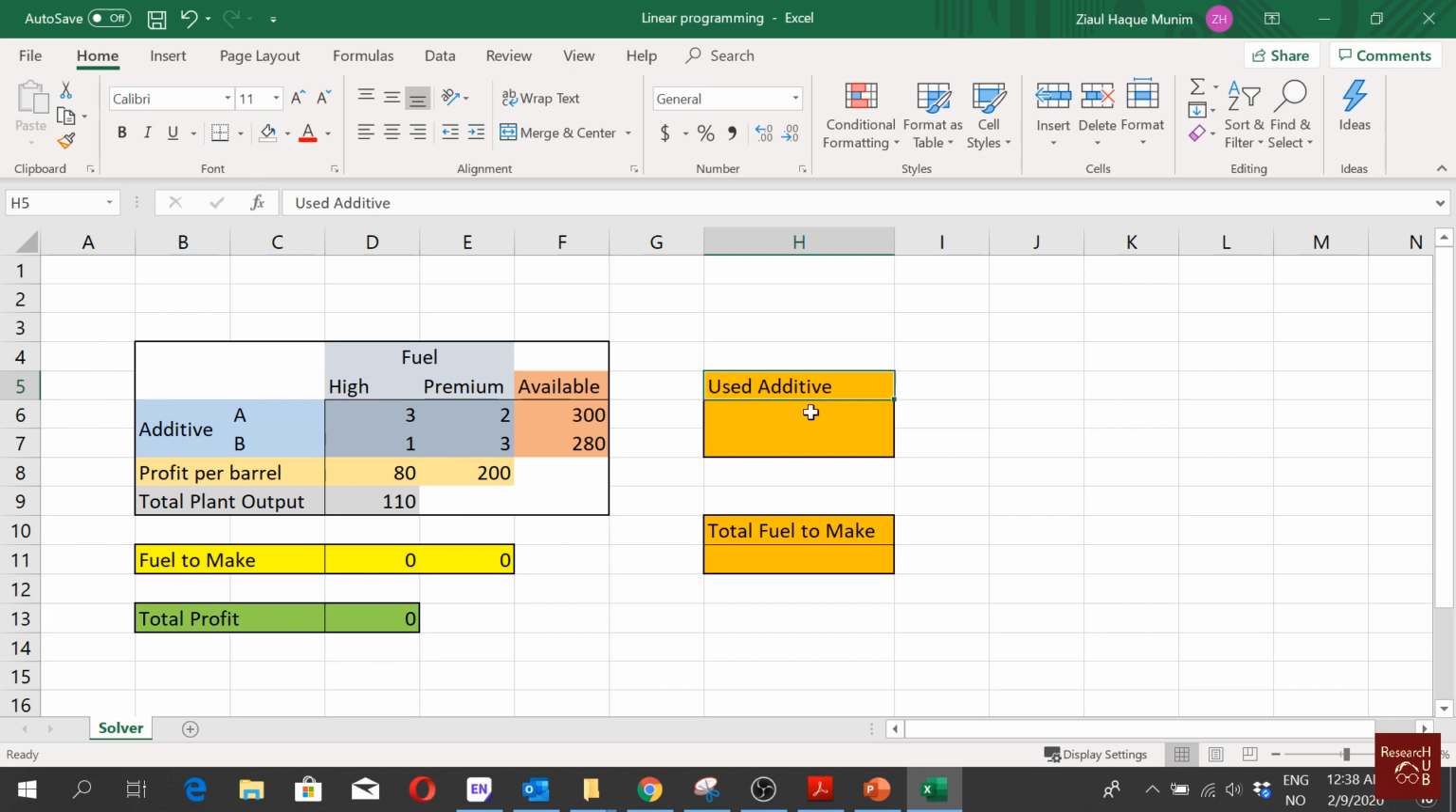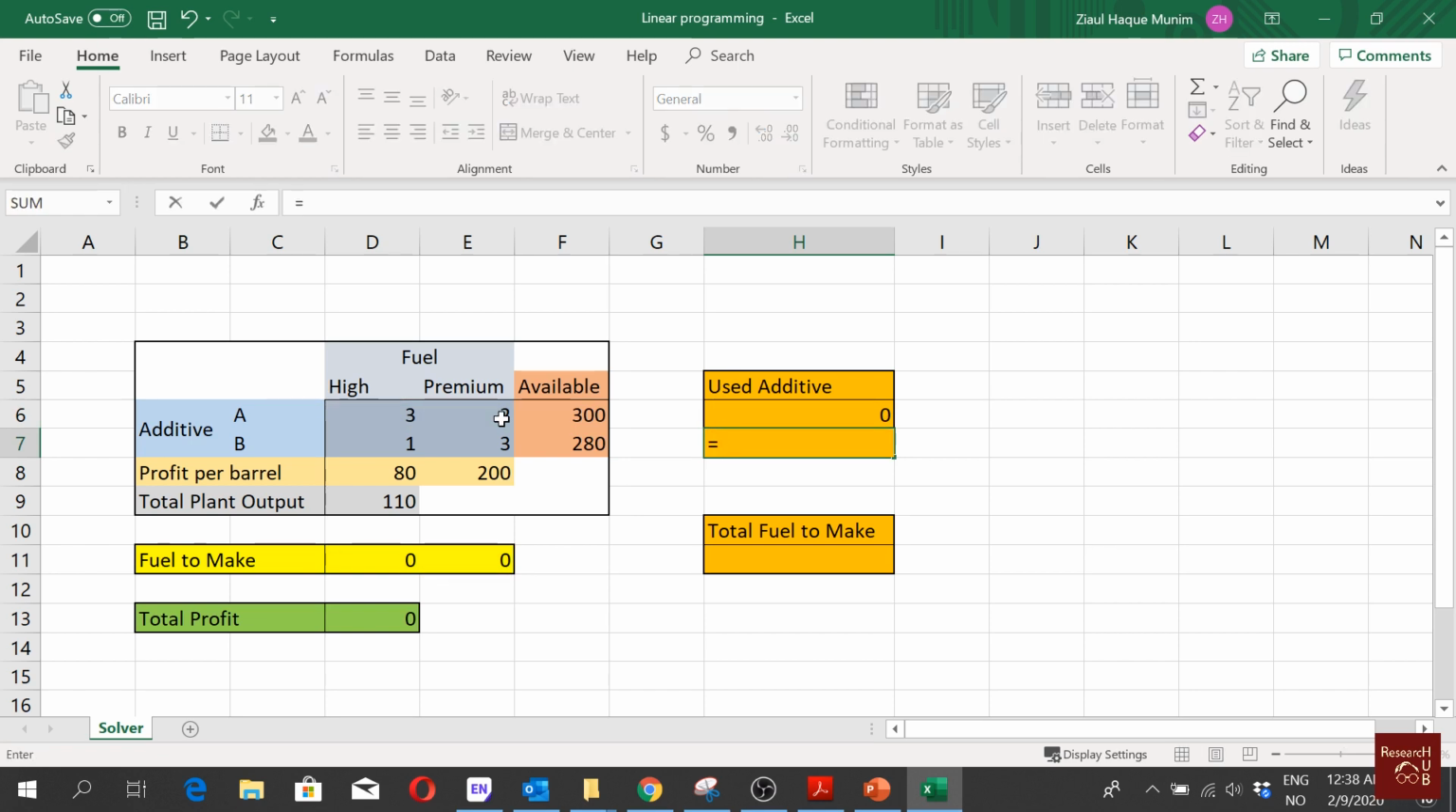Here we will define the additives, how much we have used, so that we can use this cell in the constraints to define the constraints. So used additives, how much is that? So I start again with the function here. For each unit of high we produce, we will need 3 units of additive A, right? Plus for each unit of premium we produce, we will need 2 units of additive A, right? So we define it like that.